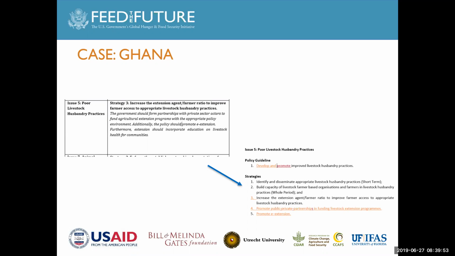Additionally, the policy should promote e-extension. Furthermore, extension should incorporate education on livestock health for communities. And this was directly translated into a policy guideline, as you can see here, and also some extra strategies. This is just to illustrate how it works in practice.